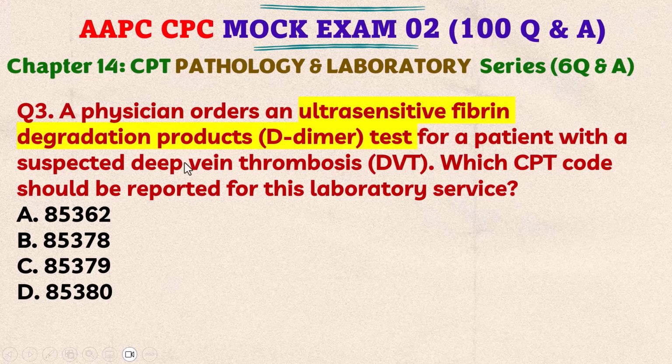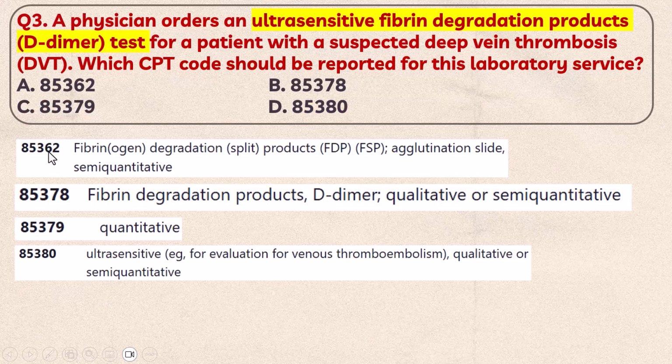So here you have to highlight this is ultra-sensitive fibrin degradation products test. Once you look at the answer, all answers are adjacent codes, so you can use the elimination method in the exam. Once you go to the code, 85362 is fibrin degradation products agglutination slide semi-quantitative. So that is not possible.